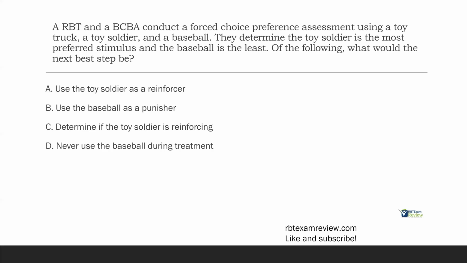B, use the baseball as a punisher. Same thing. All we know is what they like better than the other thing. Doesn't mean the baseball is a punisher. Doesn't mean they don't like baseball. We can't just start assuming things based off preference assessments. C, determine if the toy soldier is reinforcing. Yes, we've done our preference assessment. Now we need to see how does that toy soldier actually affect the behavior. What if the client doesn't want to work for the toy soldier?